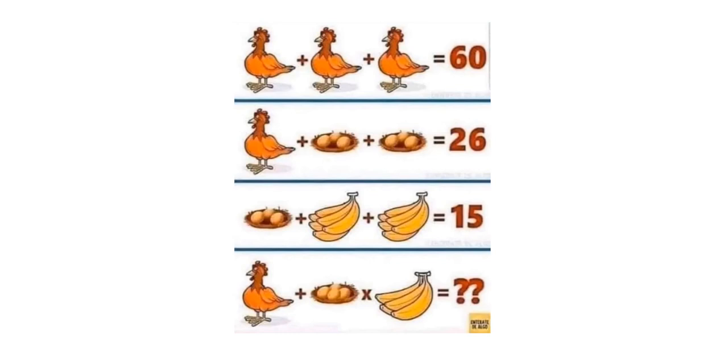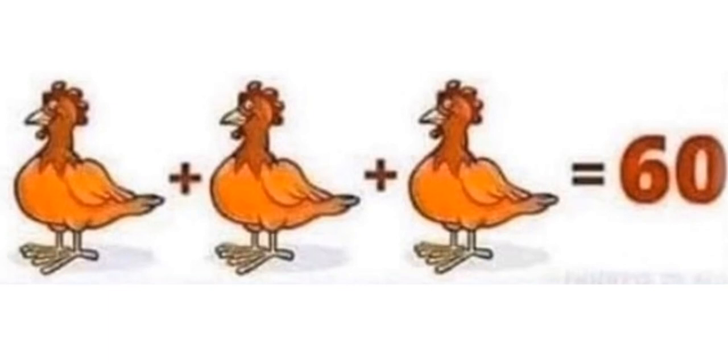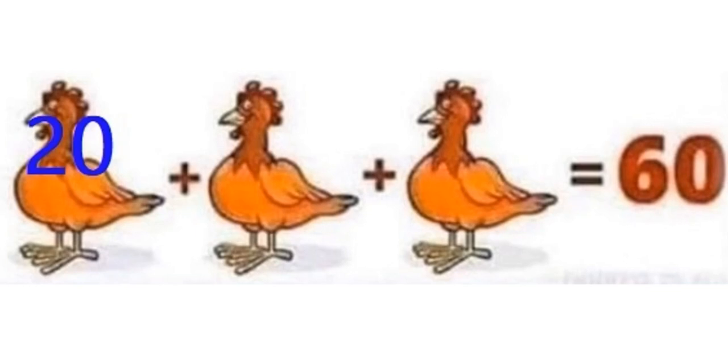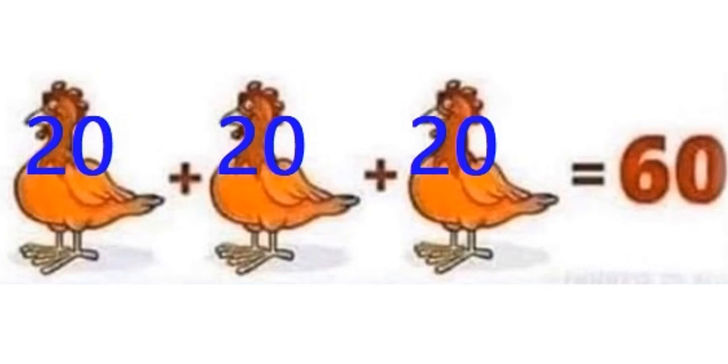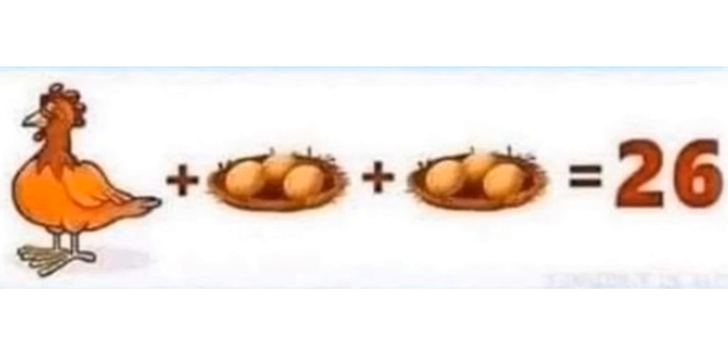So let's look at the top one first. We've got 3 chickens, so we're going to divide 60 by 3 to figure out how much each chicken is. So each chicken, 20 plus 20 plus 20, that's 60. So each chicken is 20. Not a problem. Going on to the second one.